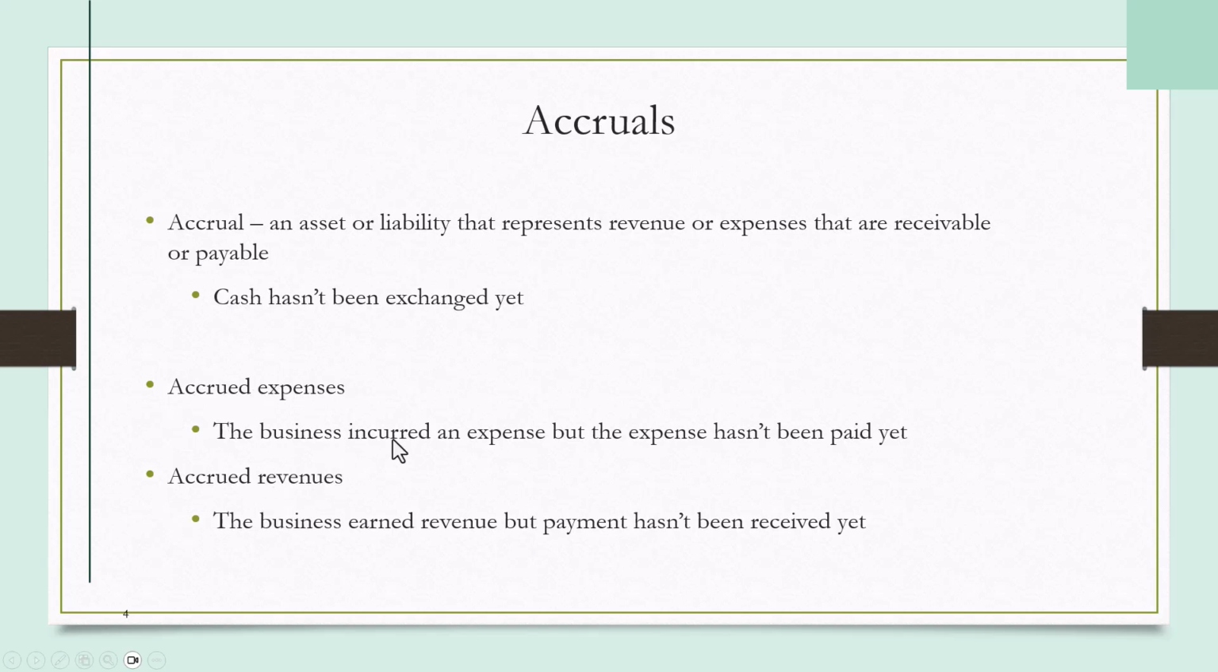An accrued expense is when the business incurred the expense, but they haven't paid it yet. Accrued revenues would be when the business earned revenue, but they haven't received payment yet. So as I said, I'm going to focus on the expense adjustments.